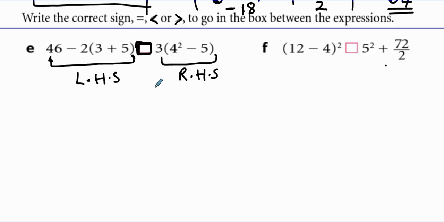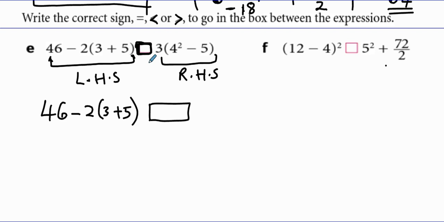So either way. Okay, now let me start with the left hand side. On the left hand side, we have 46 minus 2(3 plus 5). Then there is a box. On the right hand side, we have 3(4 squared minus 5).